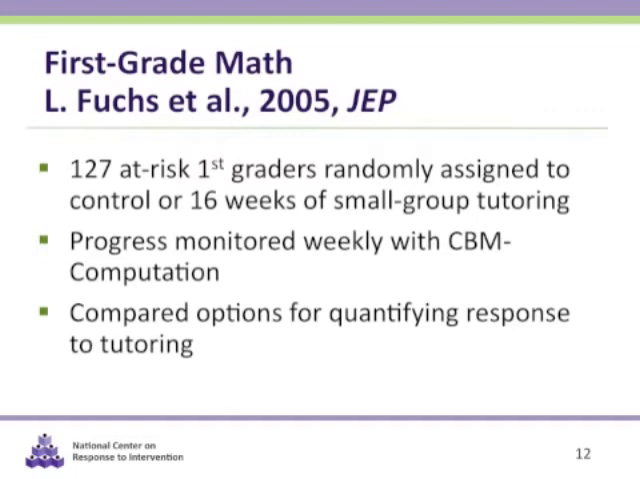So here's an example of a math study also conducted at first grade. 127 at-risk first graders were randomly assigned to a control group in which they did not receive tutoring or to receive 16 weeks of small group tutoring. We progress monitored these students weekly using a curriculum-based measurement computation measure, and then we compared options for quantifying responsiveness to tutoring. So options for designating responsive versus unresponsive students when tutoring ended.